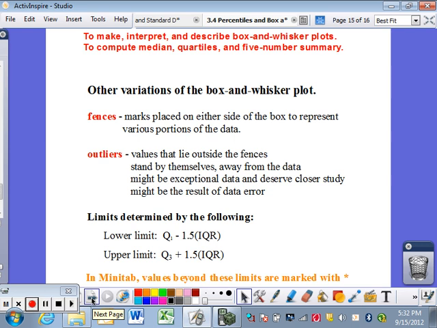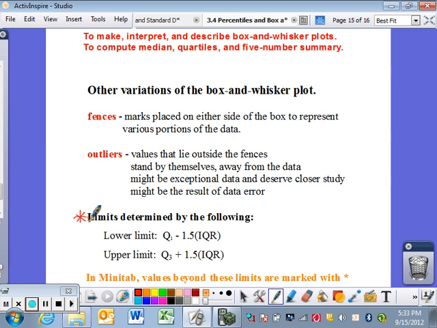A few variations. Fences placed on either side of the box to represent various portions of data. This happens more so in Minitab than anything. Outliers, we should talk about this a little bit now. In these particular problems, I've mentioned outliers quite a bit, and how do you calculate what deems an outlier, or what can skew data heavily. This is what we do to find an outlier.